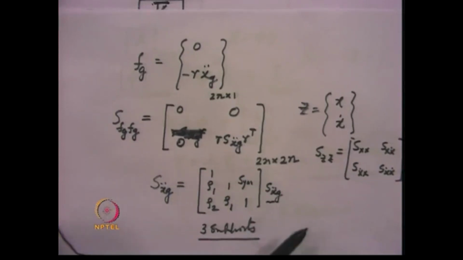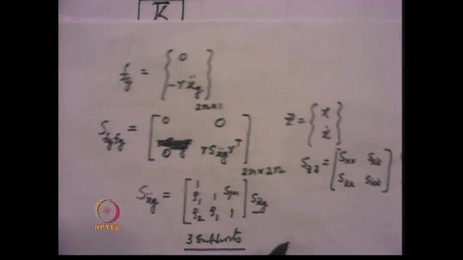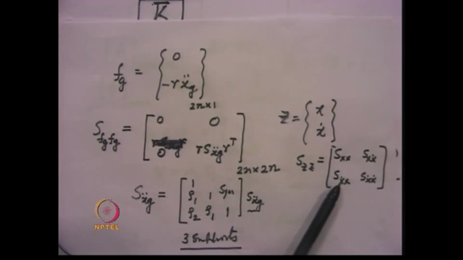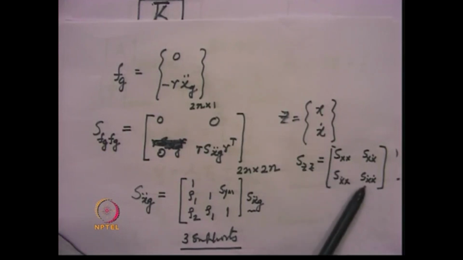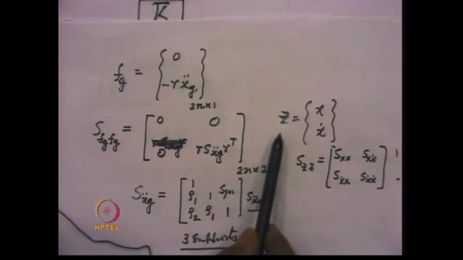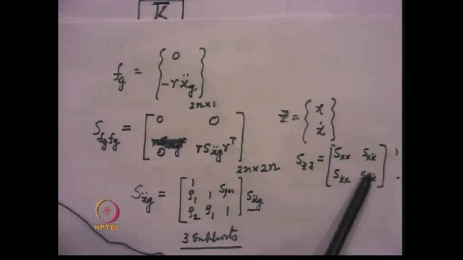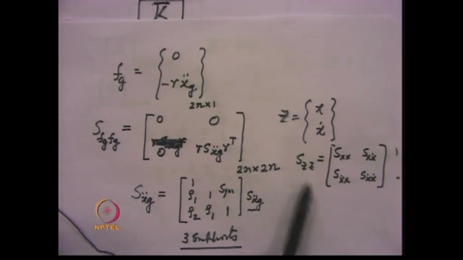And once SFG is obtained, then using the equation that we have described before, one can get the values of SZ. Now, SZ in fact contains SXX, SX dot X dot, SX dot X and SXX dot, because Z is defined like this. Therefore, the SZZ matrix will be of 2n by 2n size, with each of these blocks being n by n size.